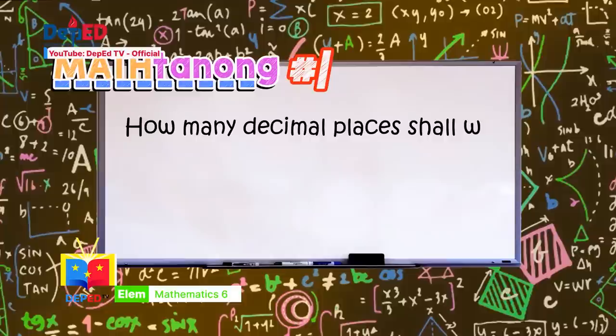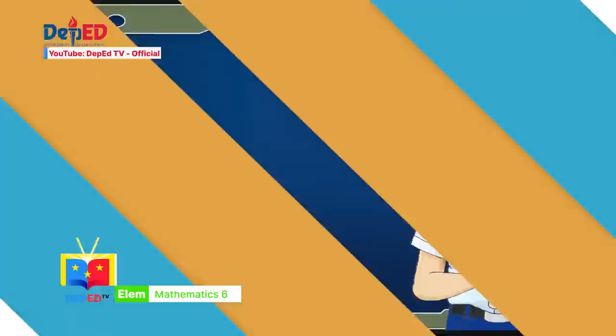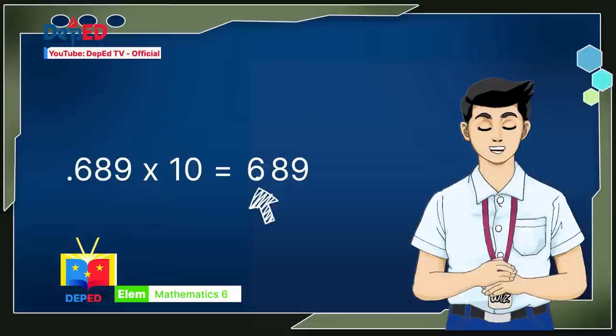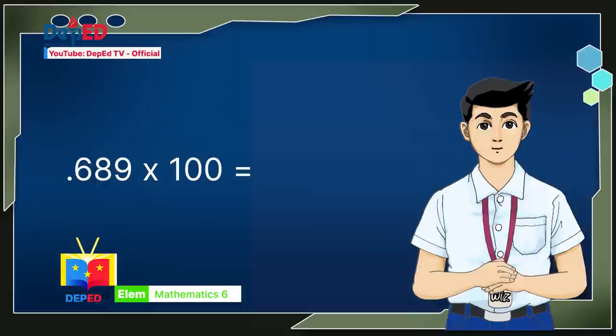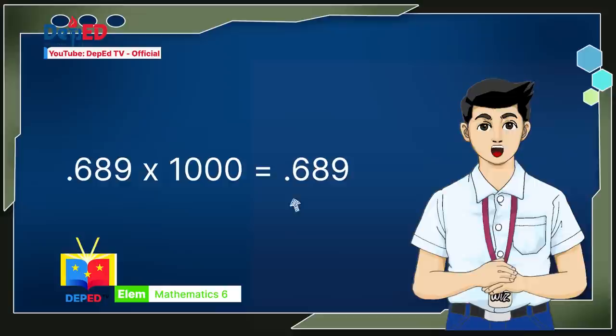Math tanong number one. How many decimal places shall we move the decimal point to the right when multiplied by 10, 100, and 1,000? When a decimal is multiplied by 10, we are going to move the decimal point one place to the right. When it is multiplied by 100, we are going to move the decimal point two places to the right. When it is multiplied by 1,000, we are going to move the decimal point three places to the right.